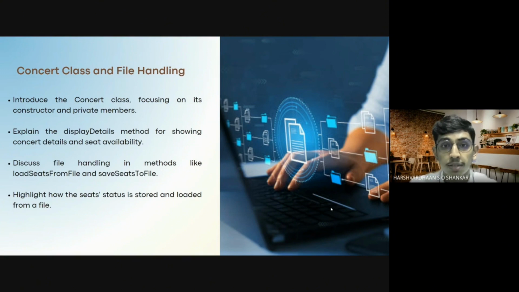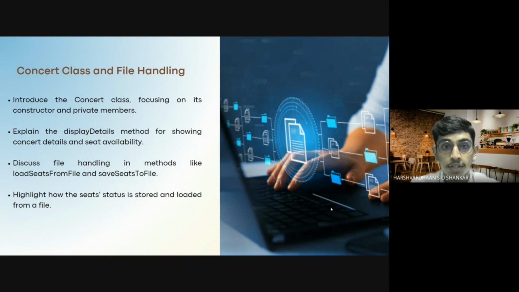The concert class represents individual concert events within the concert booking system. Its constructor initializes private members including the concert's name, date, venue, and seat status. The class encapsulates essential details of a concert, enabling efficient management and display within the system. Private members ensure encapsulation and data integrity, restricting direct access from external sources.